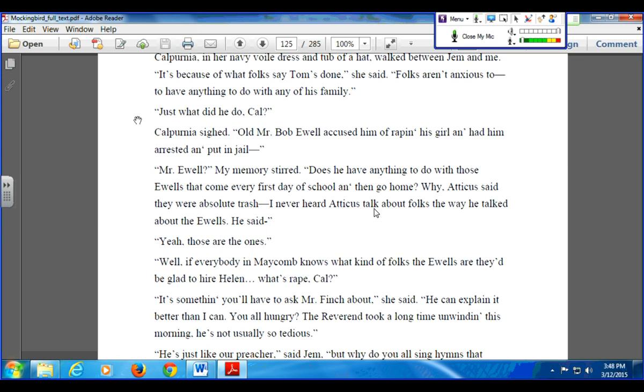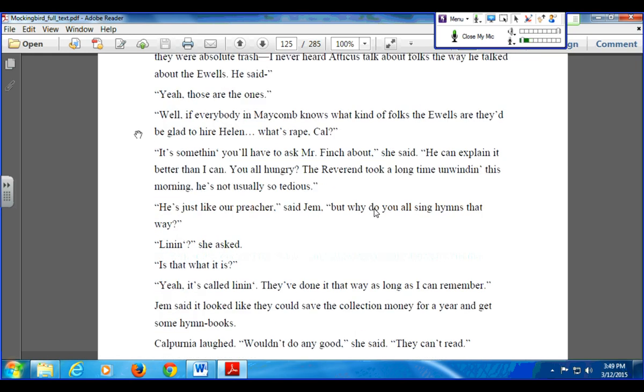Mr. Ewell? Doesn't he have anything to do with those Ewells who come the first day of school and then go home? Atticus said they're absolute trash. I never heard Atticus talk about folks the way he talked about the Ewells. Yes, those are the ones. Well, if anybody in Maycomb knows what kind of folks the Ewells are, it's Helen. What's rape, Cal? You'll have to ask Mr. Finch, she said. He can explain it better than I can.